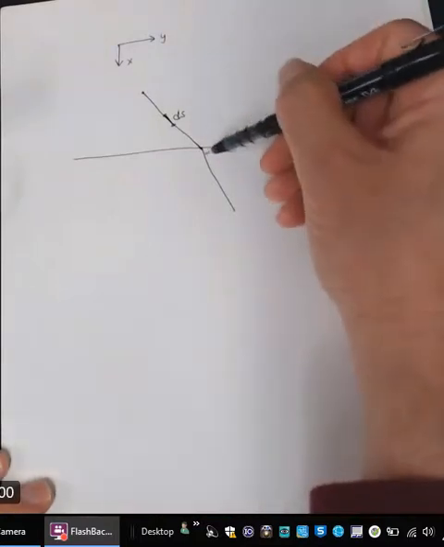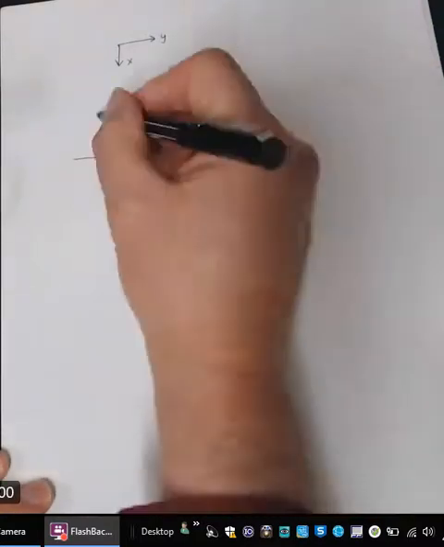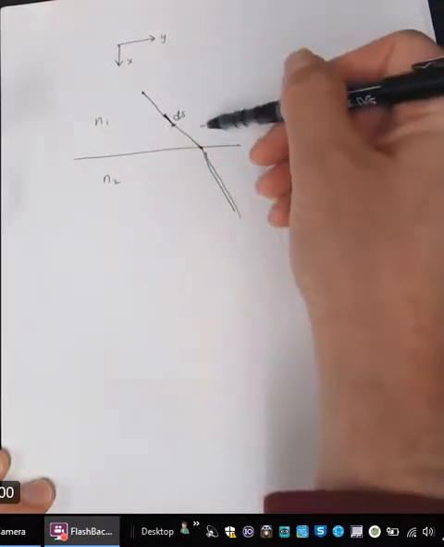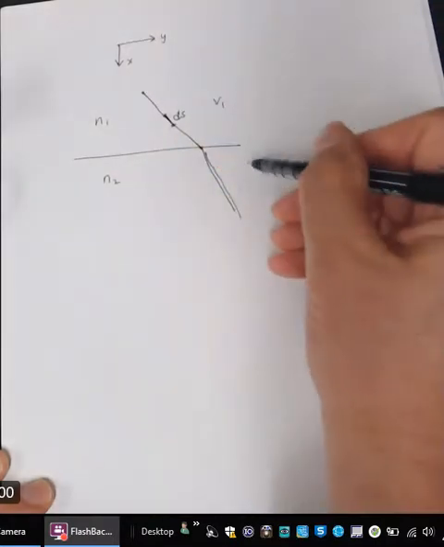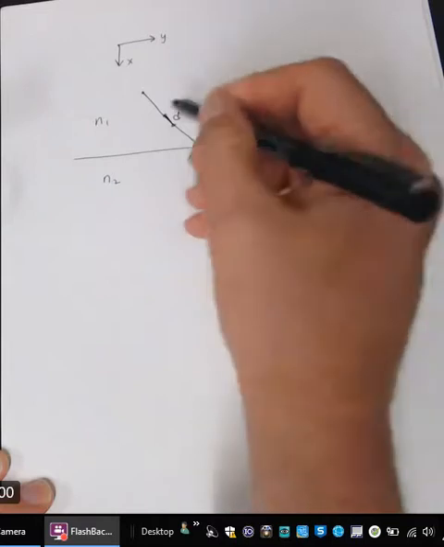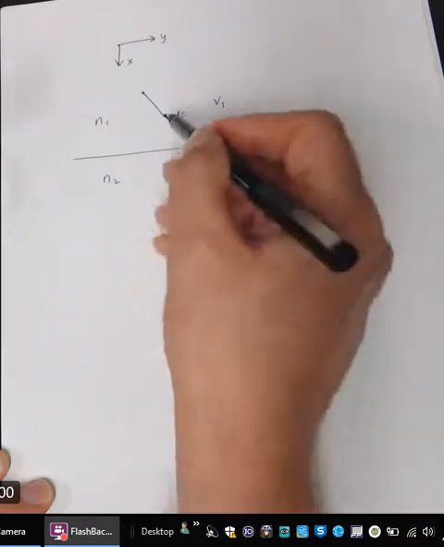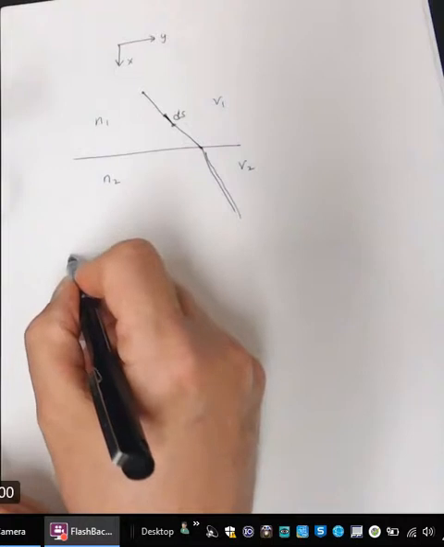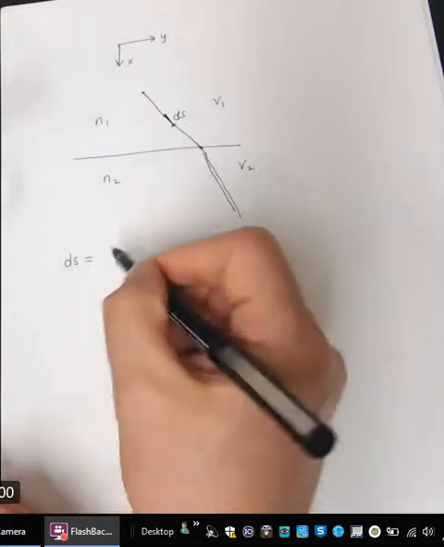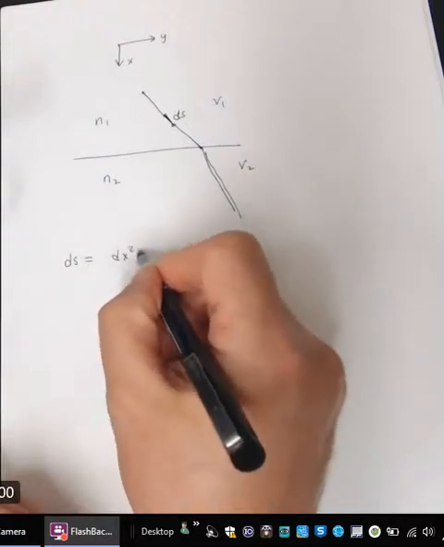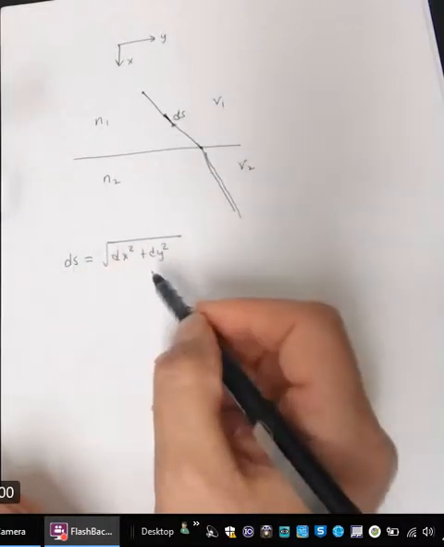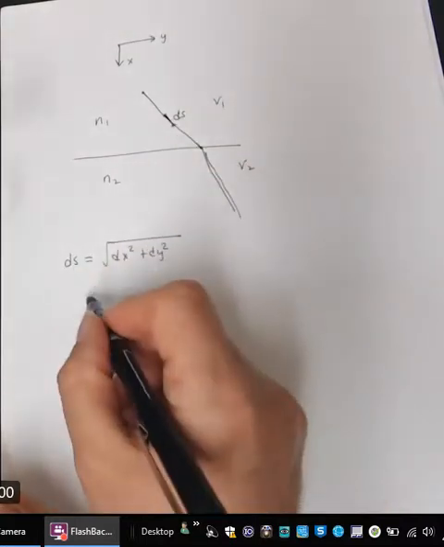So we want to minimize time, and here's our light path. One medium to the other, here's n1, n2. So the light travels a certain speed v1 on this side, and speed v2 on this side. Let's look at a little ds. This is just like we did with the brachistochrone problem. We're going to say that length we can write as dx squared plus dy squared, take the square root, is ds.